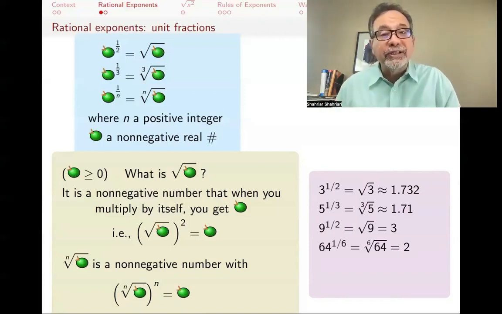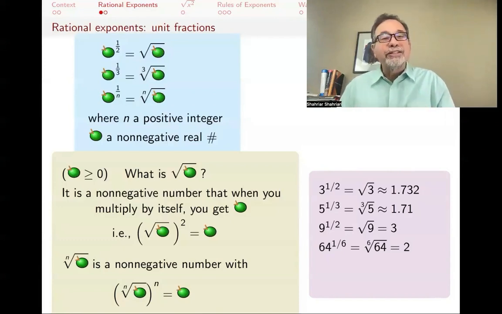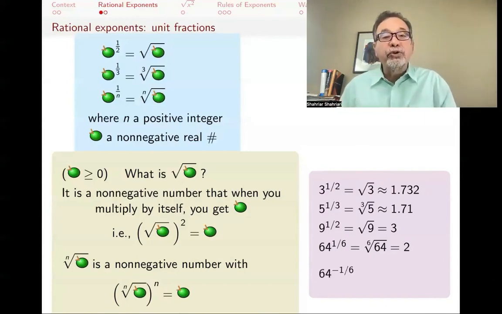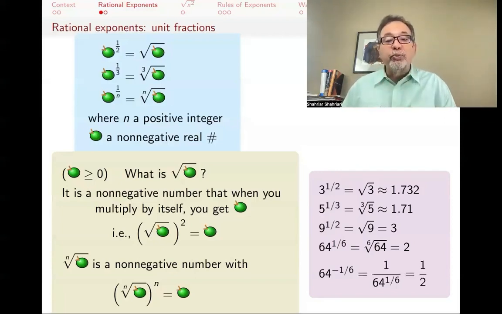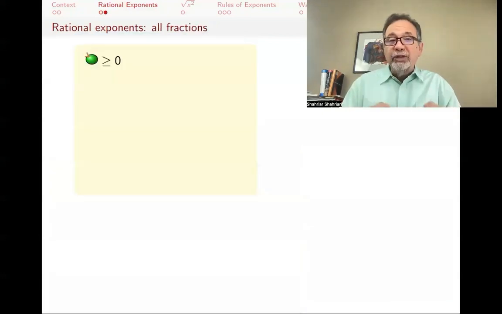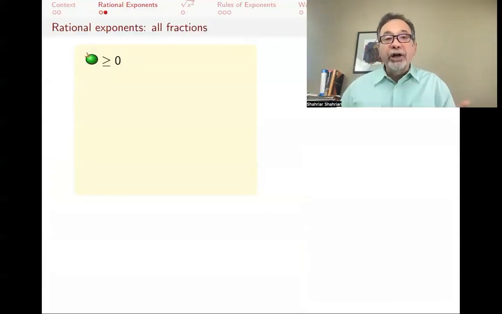64 to the 1/6, what's that? 6th root of 64, which means a number that if you multiply it by itself 6 times, you get 64, then that happens to be 2. What's 64 to the power minus 1/6? Again, minus means that you write a fraction. You write 1 over that same thing, but without the minus. So it's 1 over 64 to the 1/6. Then 64 to the 1/6 we just said is 2. So it's 1/2.